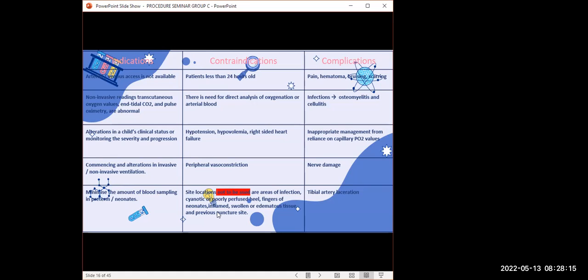For the complications, it can cause the patient to have pain, hematoma, bruising, or scarring, and worse than that, it can lead to infections such as osteomyelitis or cellulitis, nerve damage, as well as tibial artery laceration. And it can also lead to inappropriate management from the unreliable value of the capillary blood gas. Next.